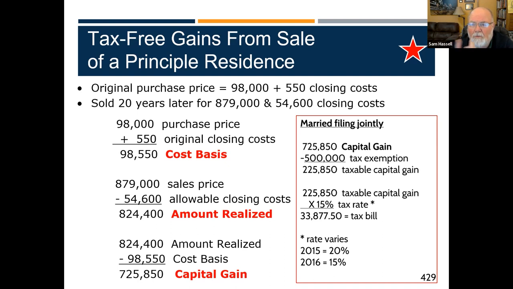What's the one problem with this? What do you think the one problem is? What if I own a vacation home? What if this is not my permanent home? What happens then? I just got to make money and pay it all to Uncle Sam. Well, that would suck. But I can't use the capital gains exclusion because it has to be my principal residence.